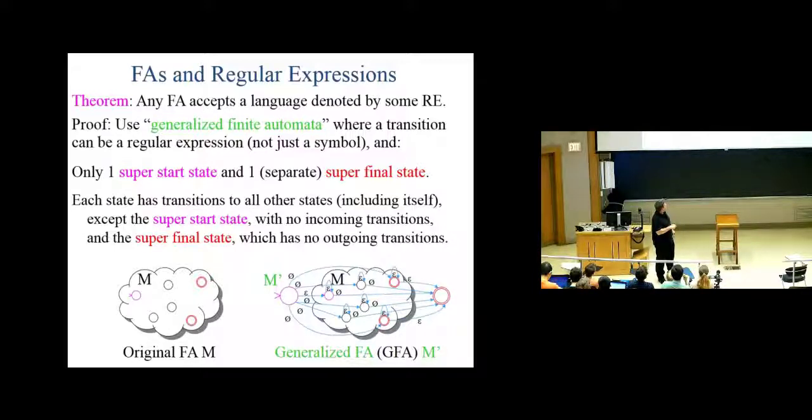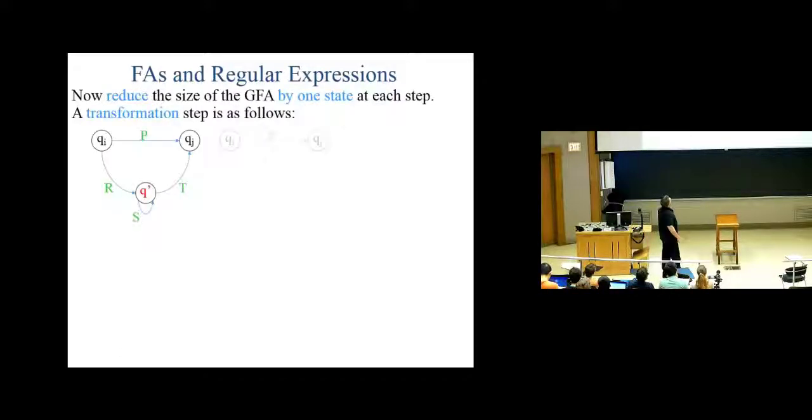So generalized finite automata, instead of having symbols on the arcs, they have regular expressions more generally. And you can make a transition based on anything that's denoted by that regular expression. Once you do that, you can always find a triangle of states, three states, Qi, Qj, and some Q prime in red, where these are the regular expressions on these arcs, P, R, S, and T.